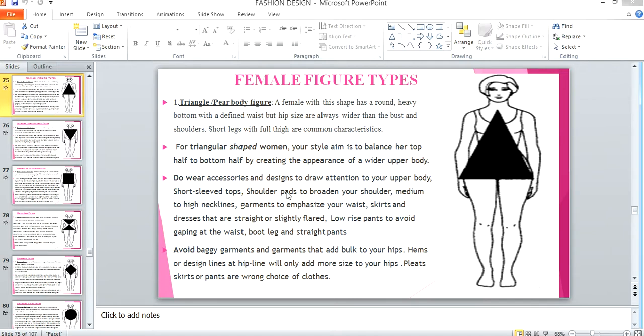Do wear accessories and designs that draw attention to your upper body. It means that you should get accessories that are big. You don't have a lot of bust area, so you're going to wear very heavy accessories that are bold, so that it will draw attention to your upper area. It adds fullness to that area. Remember, we are trying to balance the figure to look like the ideal hourglass figure. And short sleeved tops, shoulder pads to broaden your shoulder, medium or high necklines.